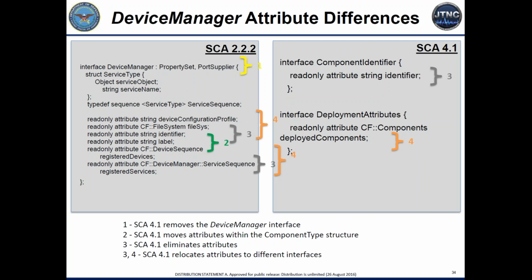One of the first items that's unique about Device Manager is that you see the file sys operation that exists within 222. It was moved inside of the component type structure, but it was moved into a field within that structure that we have not talked about yet, that being the specialized info field.